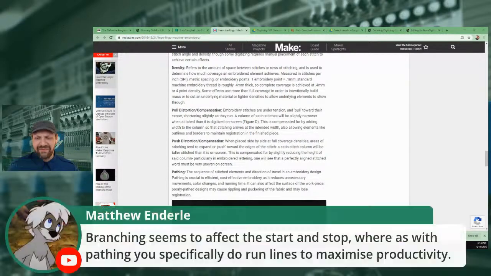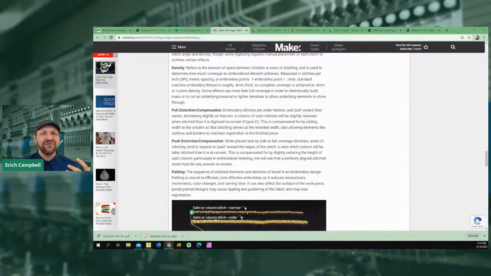So Matt also says branching seems to affect start and stop, whereas with pathing, you do run lines to maximize productivity. Yeah, branching is going to try and find those closest points, and to some degree, because it's a computer, it can only do what it can see. It operates by a fairly, I wouldn't say simple, but by a set of rules that is immutable. The set of rules is programmed in, whereas with pathing, yes, it takes your time, but you can decide, let's say, I don't want to travel to this particular area yet, I'm going to travel back. So it's one of those things with all automation.